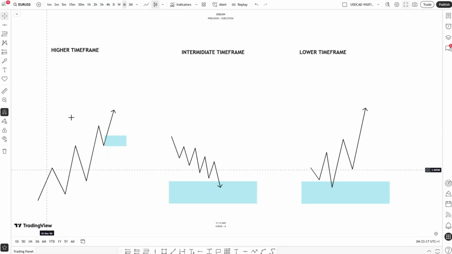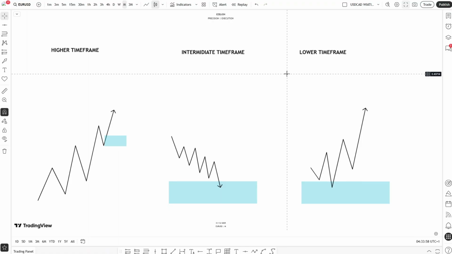Now, what you're looking at here is actually a diagram that explains these three things. So in essence, we are looking to determine our bias in the higher time frame. Then we look for a POI in our intermediate time frame. Then we look for our entry model in the lower time frame. And don't worry, I'll explain all these things. Now, how will you know which time frame is going to be your higher time frame, your intermediate time frame, and lower time frame? And this is where time frame alignment comes in.